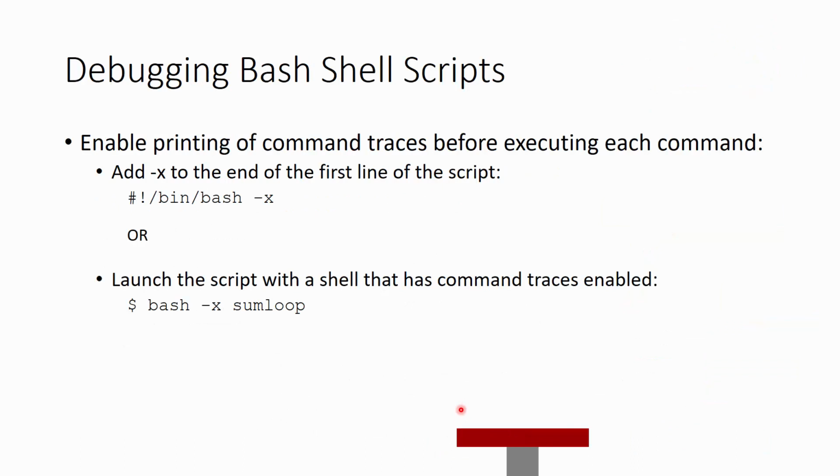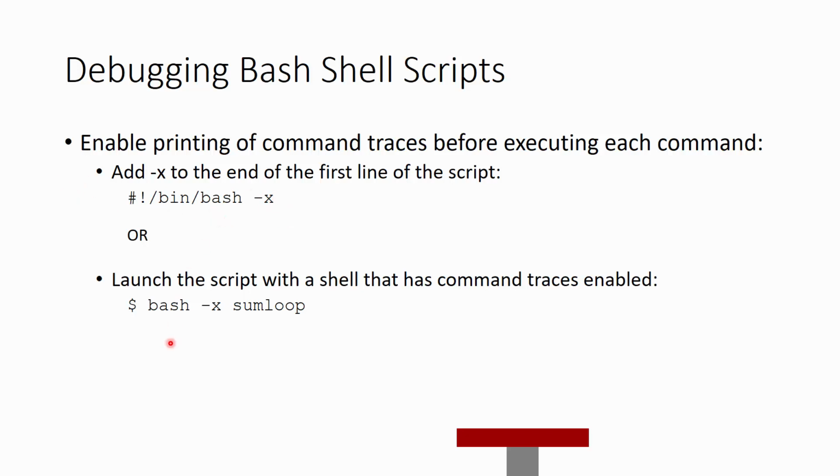So, debugging our shell scripts. Let's take a look at some tools that we can use to augment our trace statements. One thing you can do is enable printing out of command traces before executing each command. So we can add the -x switch to the end of the first line of the script. In our shebang line here, we can add -x.